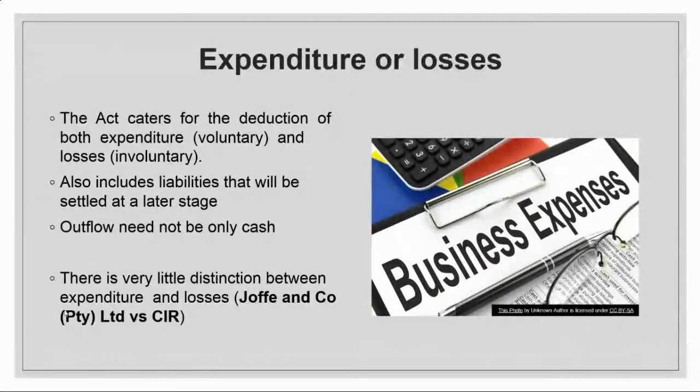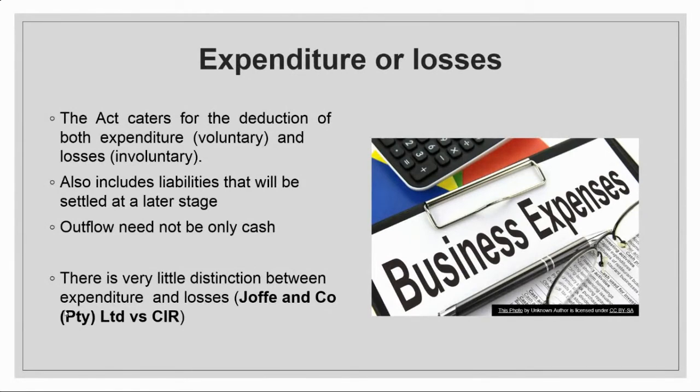Then expenditure or losses. Now the Act caters for a company where they pay expenditure, which is a voluntary expense, or they make a loss, which is involuntary. That is how business works. You can't always manage what you're going to pay. It also includes liabilities that will be settled at a later stage. So let's say you get sued by another company, you have a liability to pay that amount in the future, but you have not paid it as yet. You can still get the deduction because it was actually incurred.